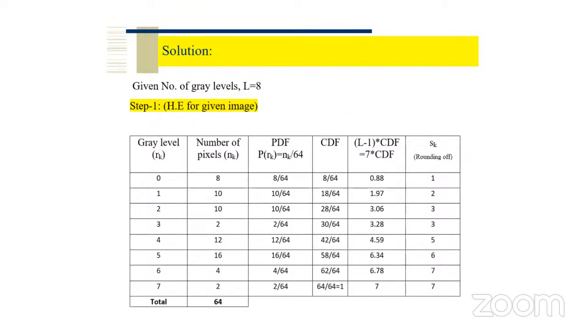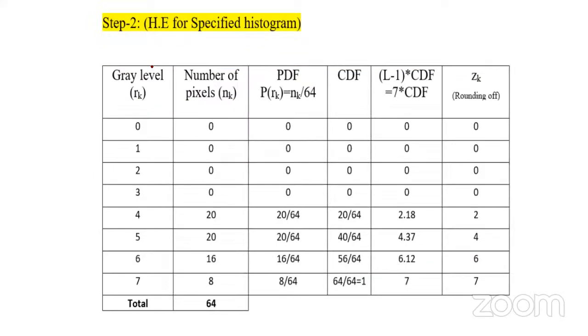So we just have to complete step 1, histogram equalization for the original image. Step 2 is histogram equalization for the target image, sorry, that is called the reference image. Here also it is the same procedure, and the data is already given in the question itself. Find the probability, find the cumulative distribution function, multiply by L-1, and find the round off.